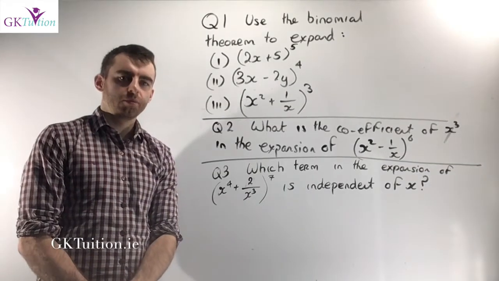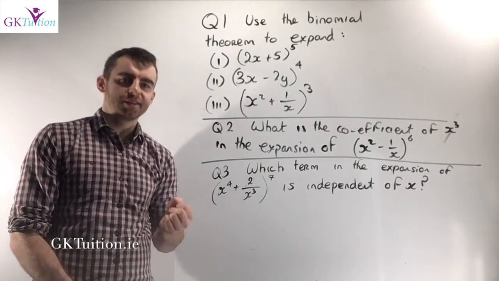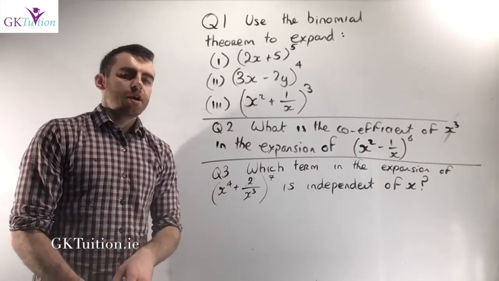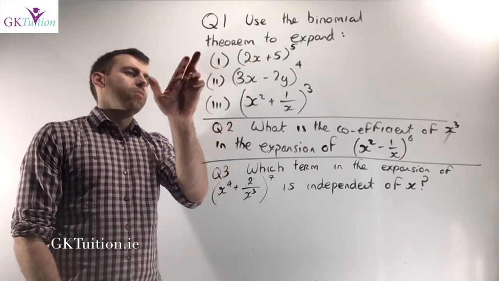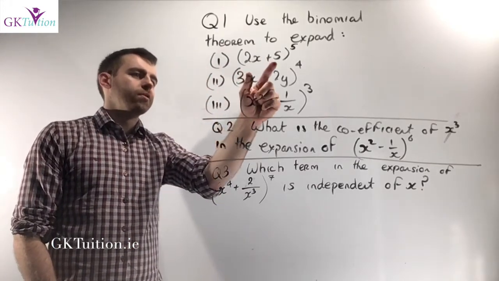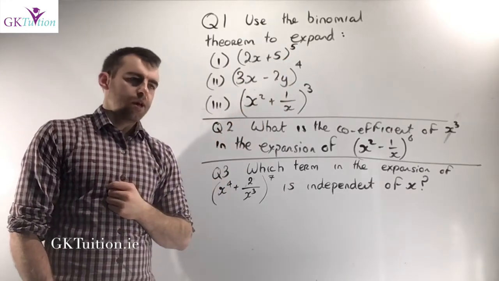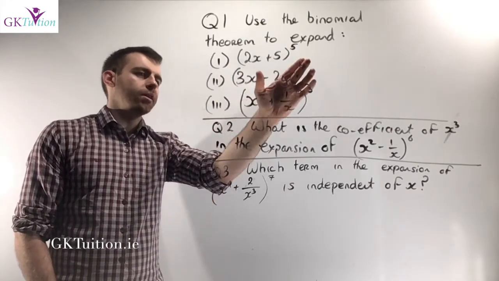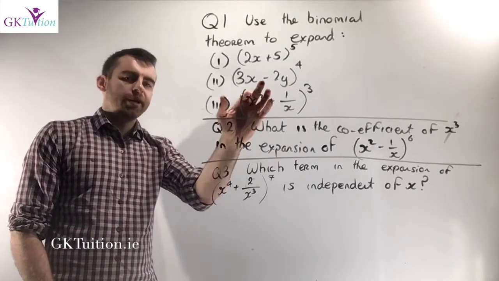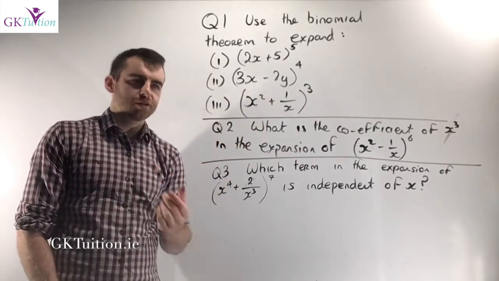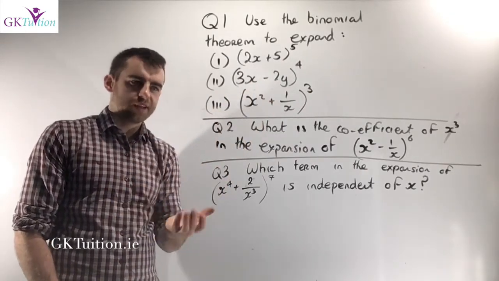Okay, so I'm going to give you a number of questions here where I want you to practice using the binomial theorem. The first one, I want you to use the binomial theorem to expand (2x + 5) to the power of 5. Then (3x - 2y) to the power of 4. If there's a minus here, it's the exact same as Pascal's triangle. You just treat every second one as if it's negative.